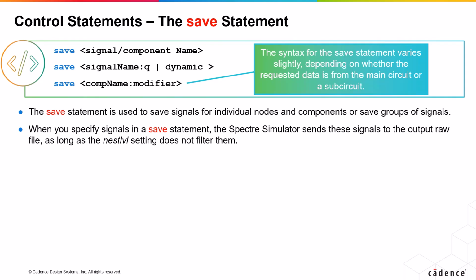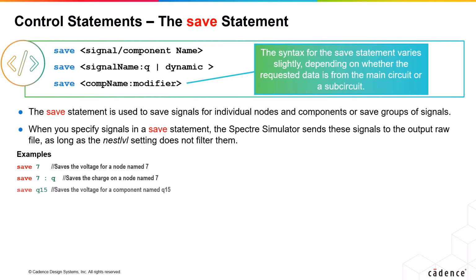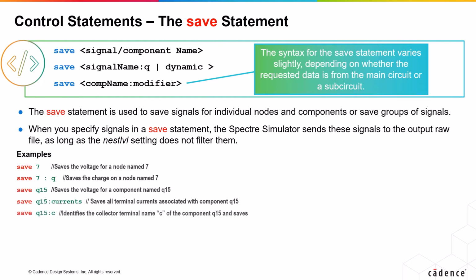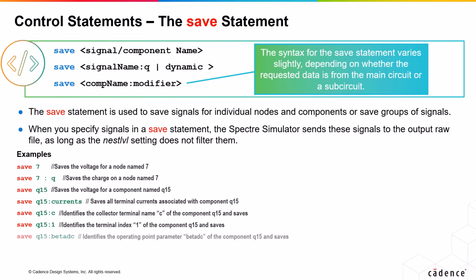With the save statement, you can save voltages for individual nodes, charge on a node where the currents will be identified by the terminal node name or the index number, all signals for an individual component, selected signals for an individual component, and to save power dissipated on a circuit.